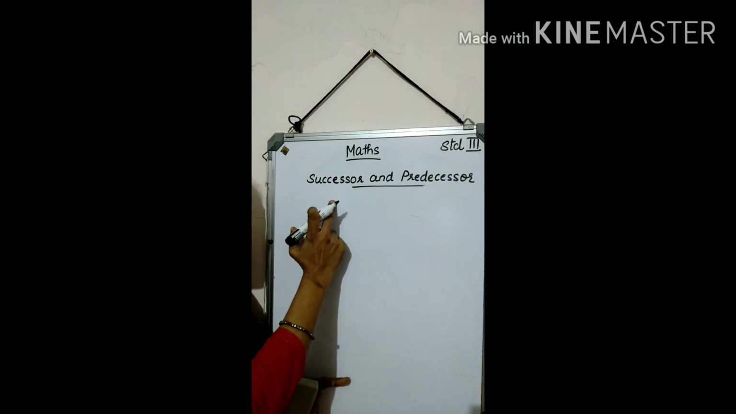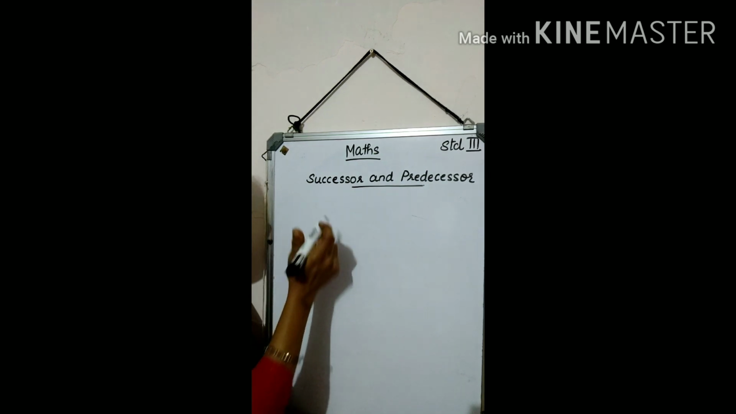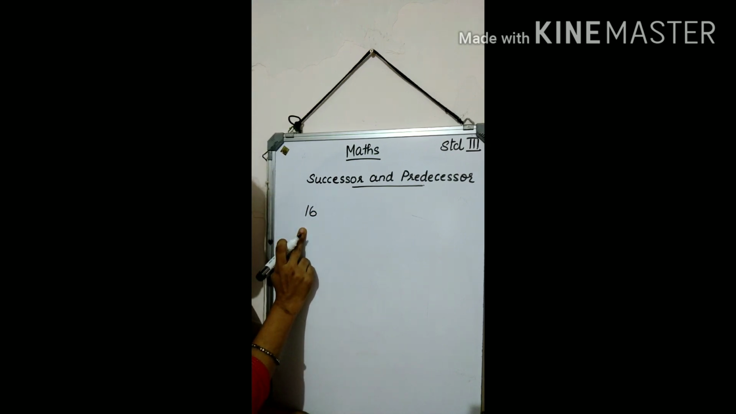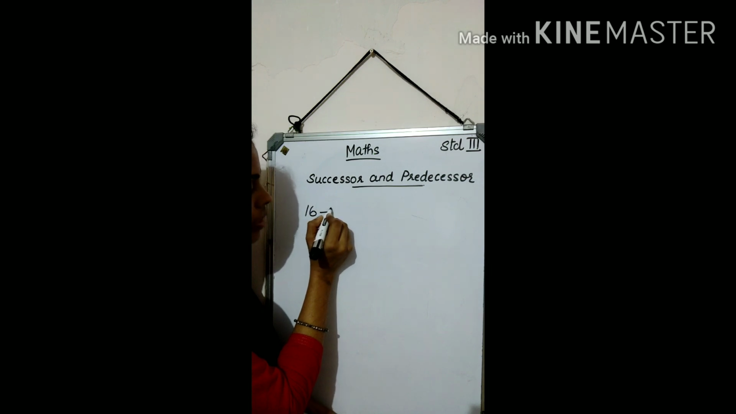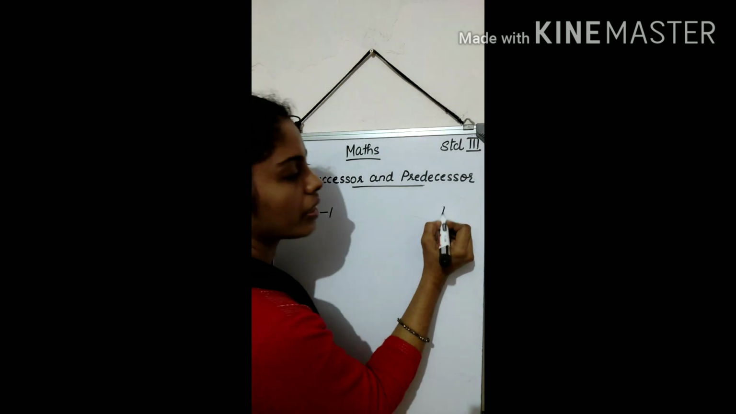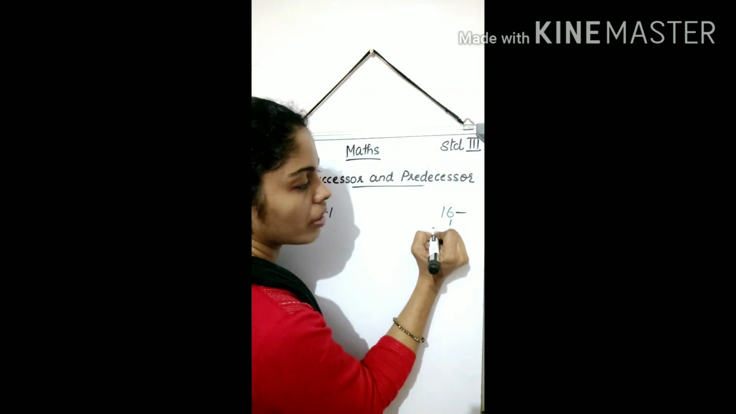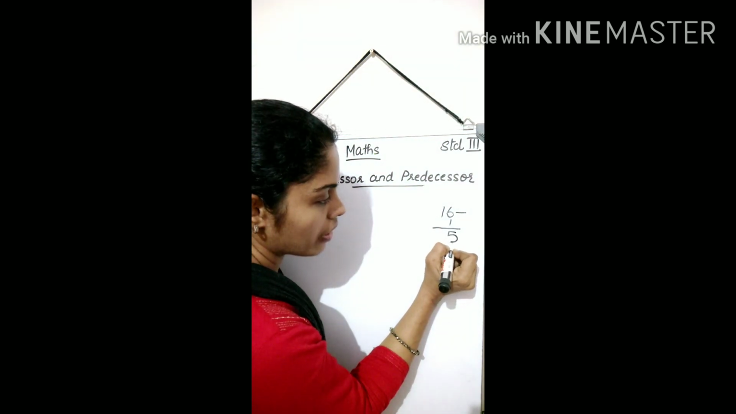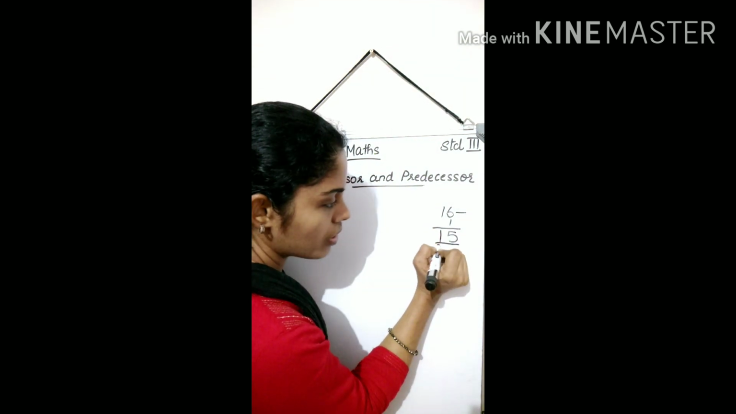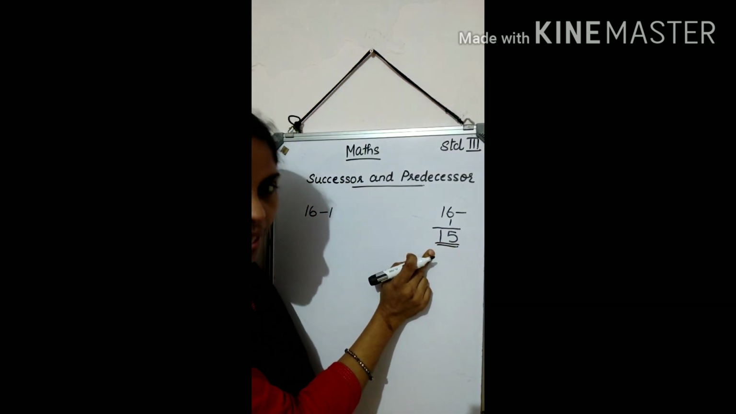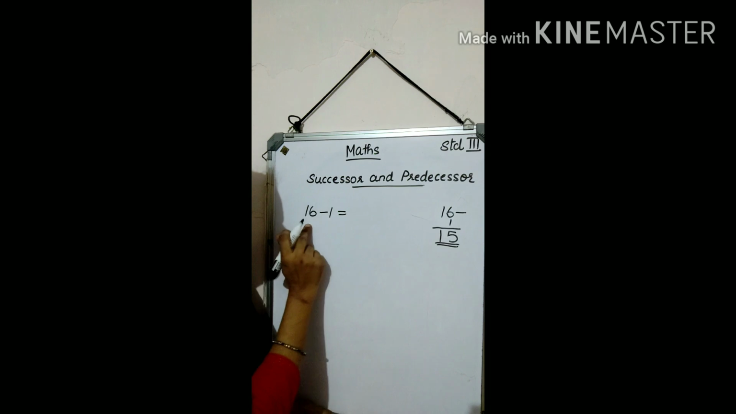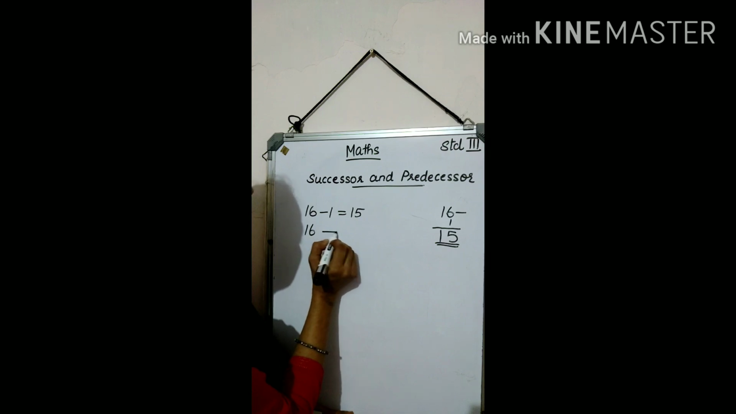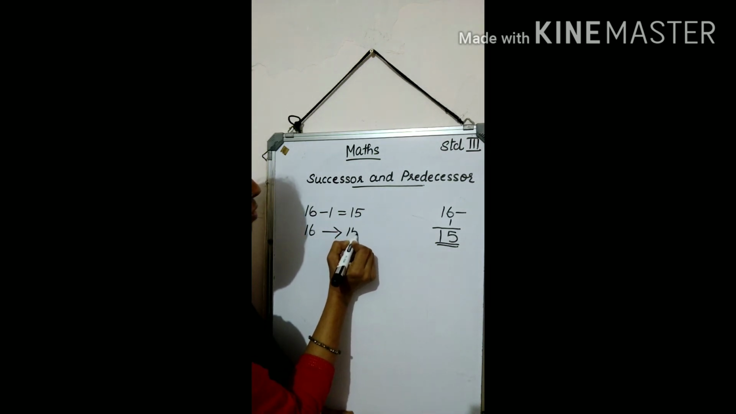If this is successor, then what will be the predecessor? If 16 is a number, look at the number 16. When we subtract 1 from 16, what will we get? 6 minus 1 is 5. So 16 minus 1 is 15. So the predecessor of 16 is 15.